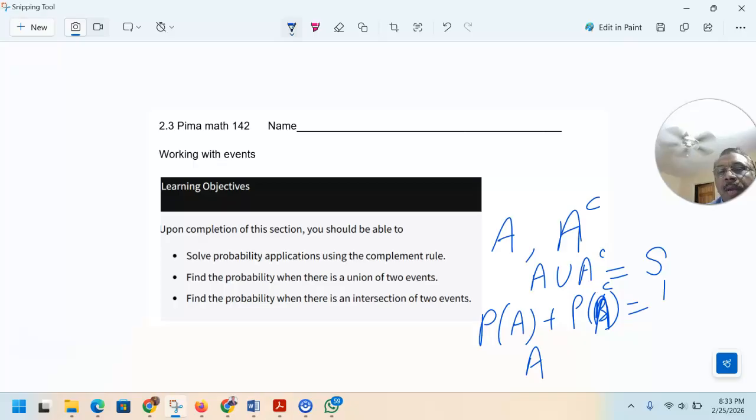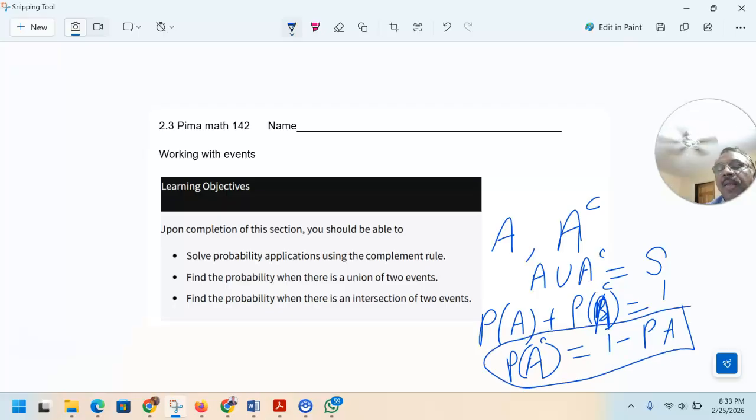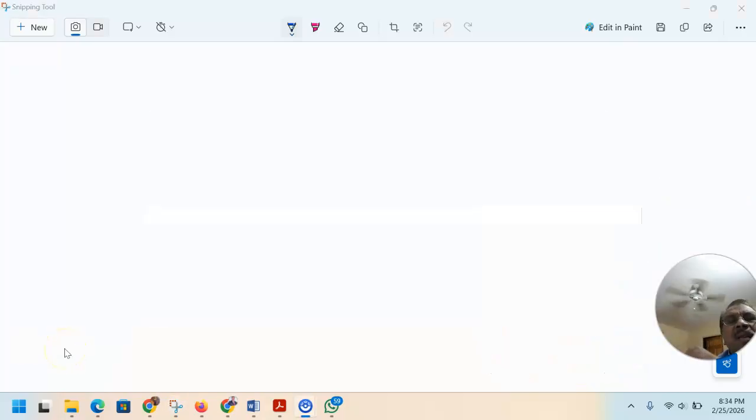And probability of A complement is always 1 minus probability of A. So these are the things we are going to use in the example and understand what that basically means. Let's take one more example to understand this piece. Let's take an example of a dice.